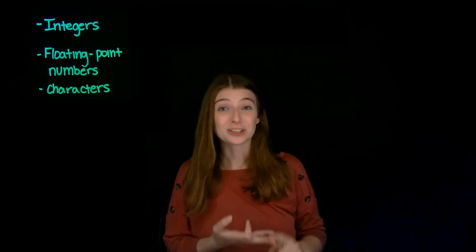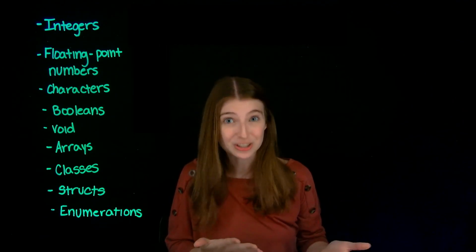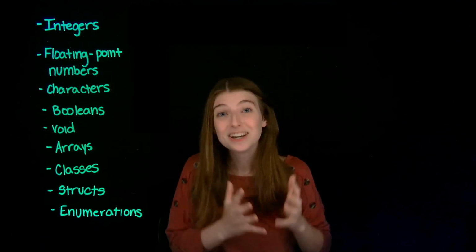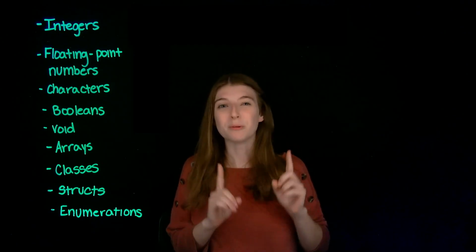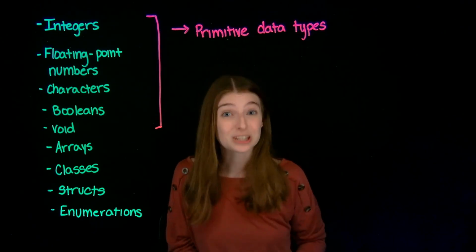C++ has so many different kinds of built-in data types. We have integers, floating point numbers, characters, booleans, void, arrays, classes, structs, enumerations, all different kinds of built-in data types. But before we can go over the primitive data types in depth, we have to go over this question first. What is a data type?